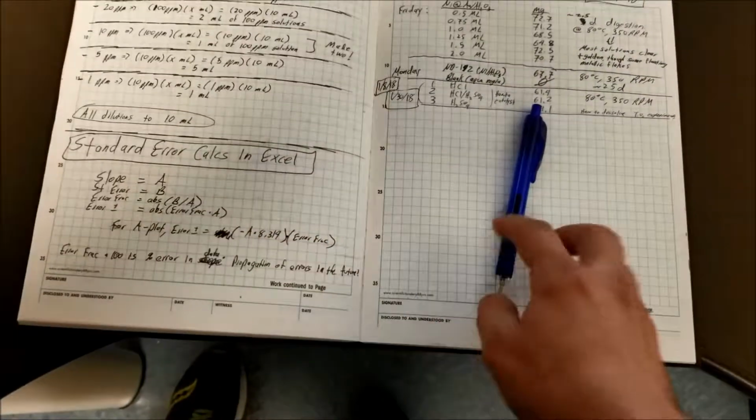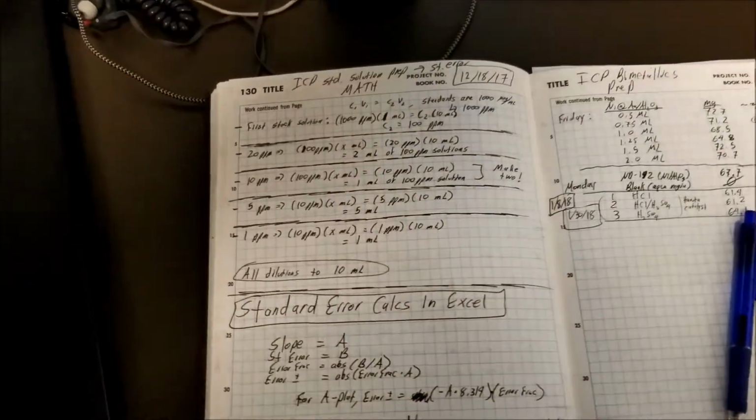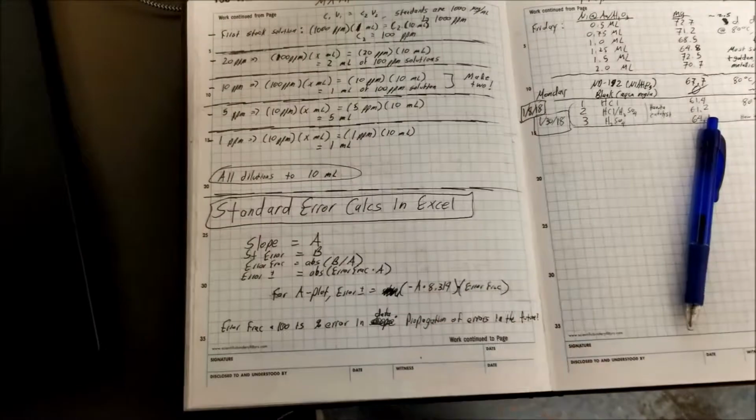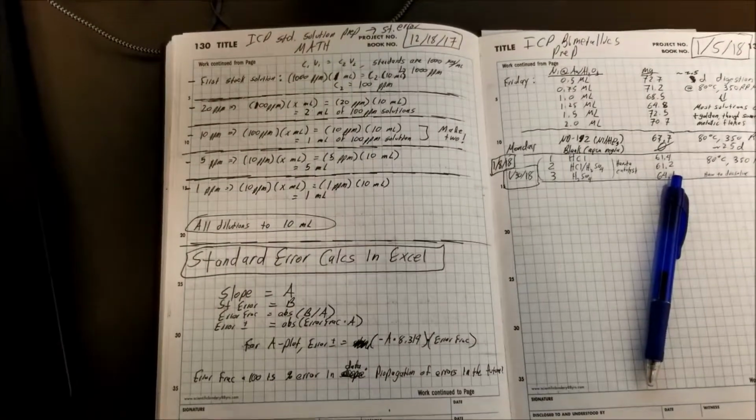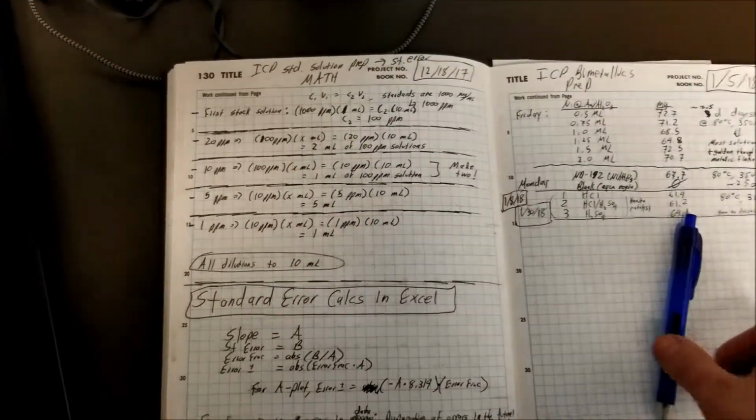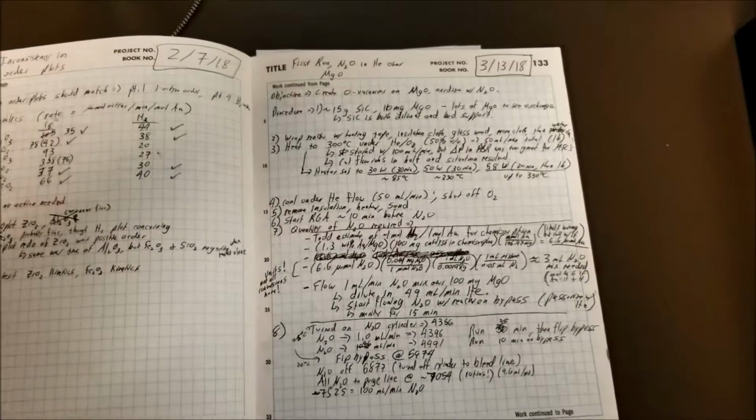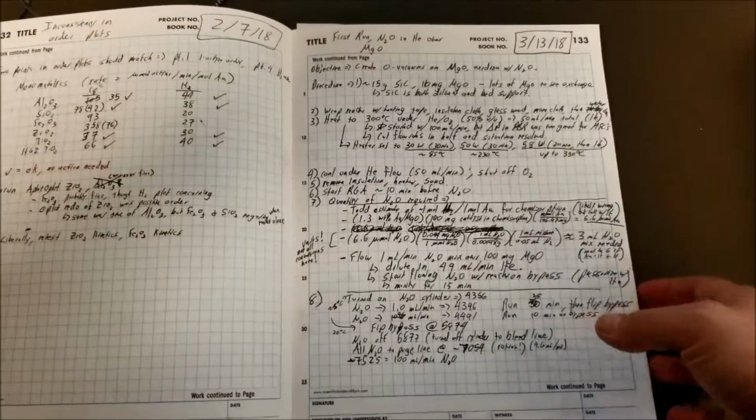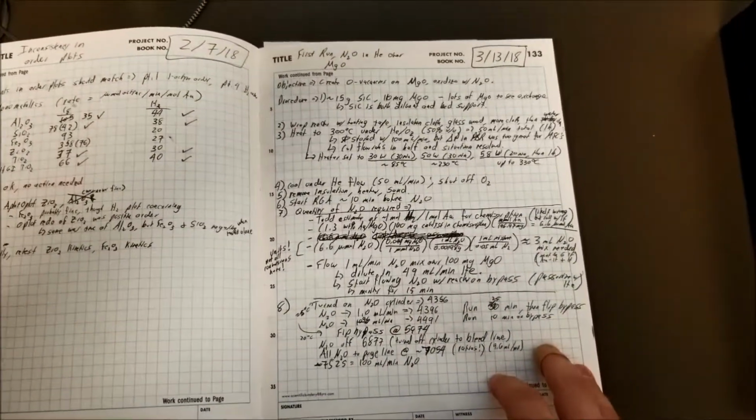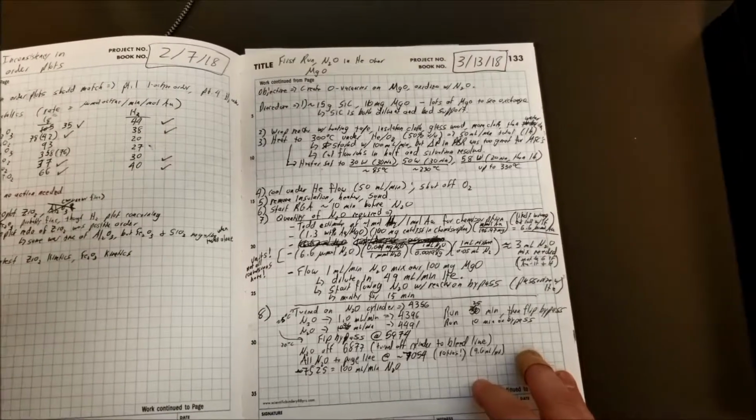We go to page 130. This contains my flow chart for making up the ICP standards. And then after that, starting on page 133 and then until the end of the notebook, all the rest of this is related to nitrous oxide.